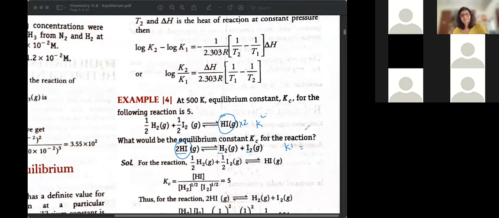K is equal to 1 by K dash. Correct. So, yahan pe final kya hona chahiye? 1 by 25. There you go. 1 by K square. This is the final thing. So it will be 1 by 5 square. That is 1 by 25. Rishit, got it? Yes, ma'am.